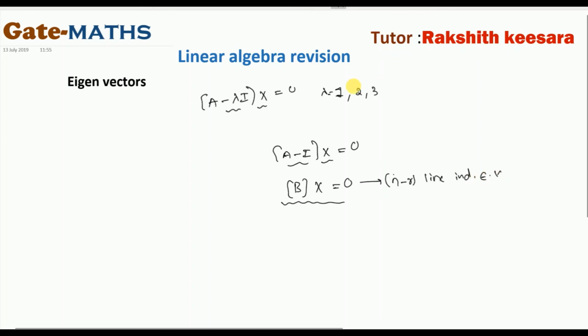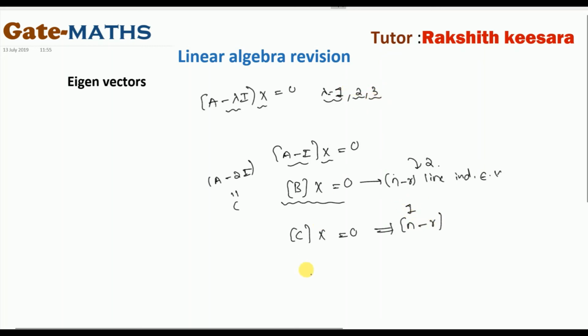See, for λ = 1, suppose you are getting two linearly independent eigenvectors. Next, substitute λ = 2. That is A - 2I. Let it be equal to C. This will be C x = 0. And again find the number of linearly independent eigenvectors, that is n - r. Suppose the answer is 1 linearly independent.